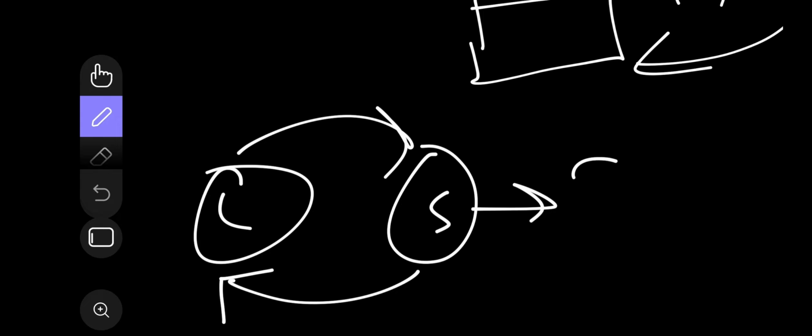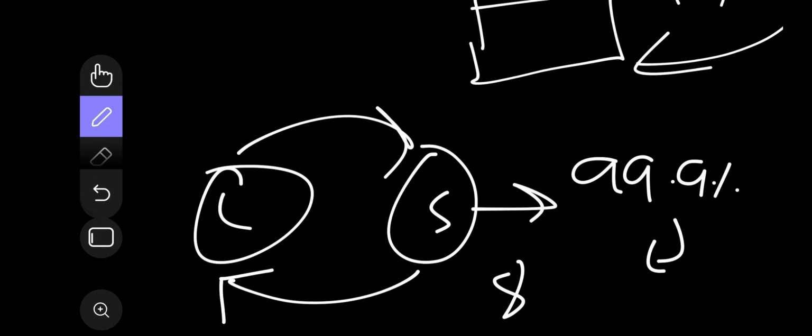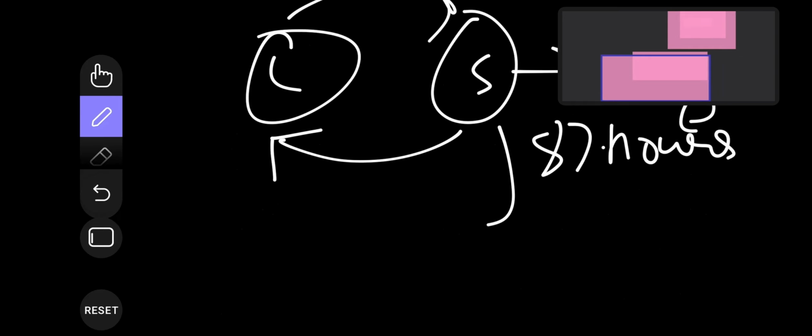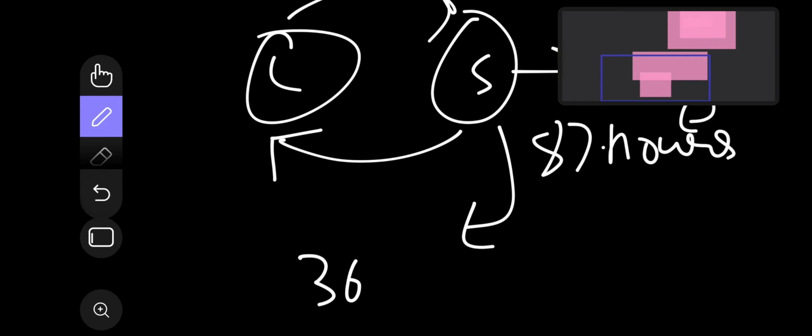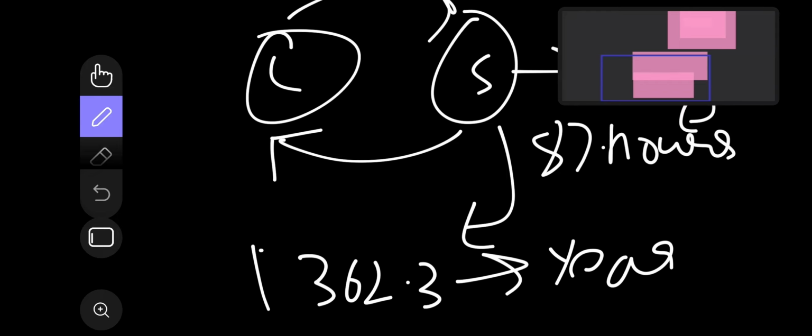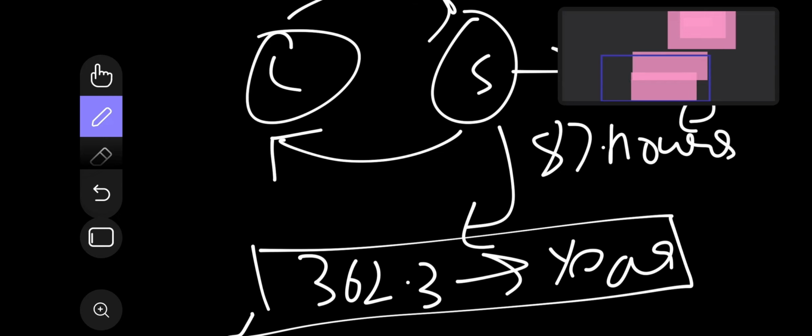Just like that airport, let's say this is available for 99.9%. If that is the case, then this server is only not available for 87 hours in the whole year. So 87 hours is something like 3 days. So you can say that this particular server is available to us 360.3 days for a whole year. So that's a pretty good availability.